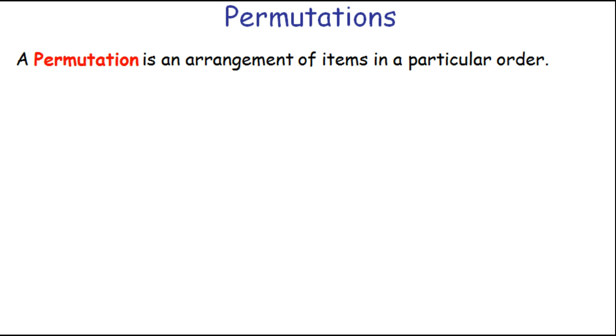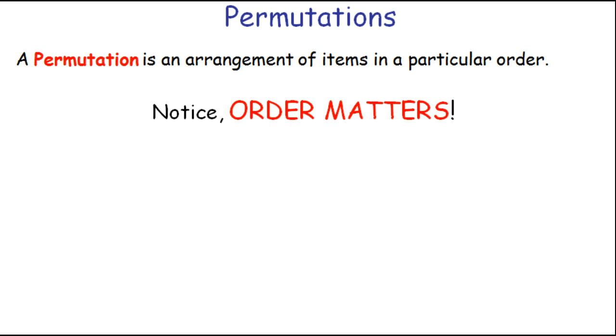So first, let's start with permutation. Permutations and combinations are how many different ways we can arrange things. There's one major difference between the two. In a permutation, order matters. If you can remember that, when you read the problem, ask yourself, does the order matter? If the order matters, then we're going to use a permutation. If the order does not matter, we're not going to use a permutation.